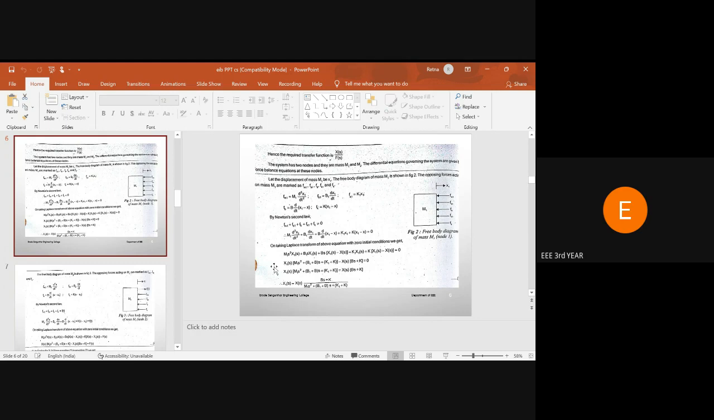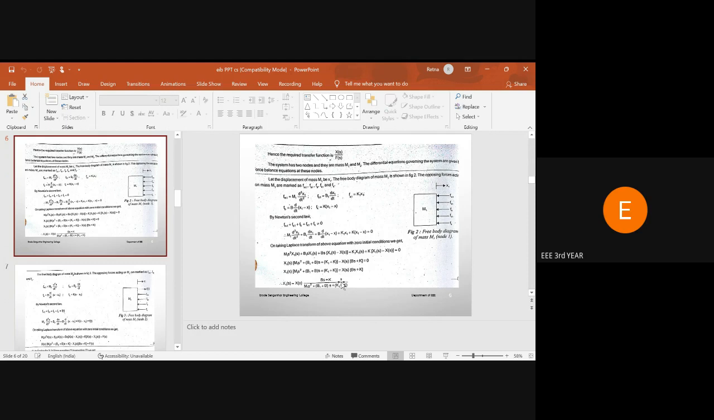Next, this equation splits into two terms, x1 of s and x of s. Then the negative term is moved into the right hand side. So x1 of s into m1 s square plus b1 plus b into s plus k1 plus k equal to x of s into bs plus k.